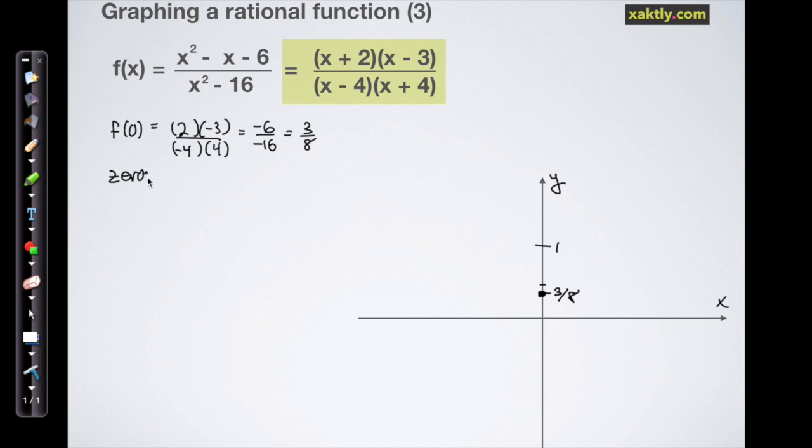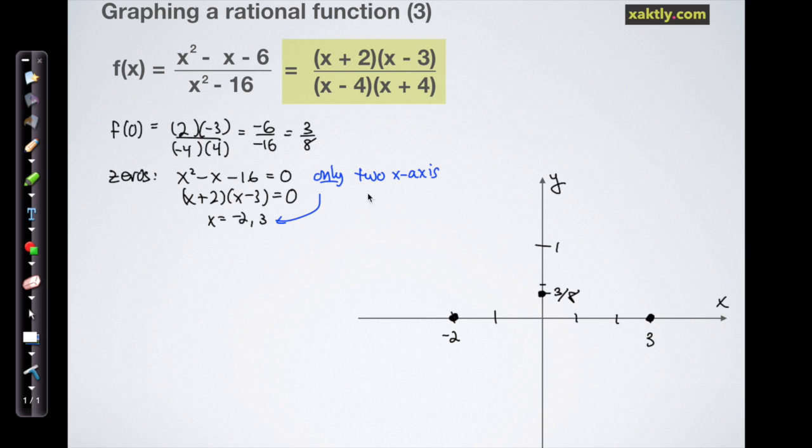Okay, let's find the zeros, and we already factored the numerator. Remember, the zeros are the zeros of the numerator. So our zeros are x is equal to negative 2 and x is equal to 3. So we know that this function passes through the x-axis, straight through, all the way through, at x equals negative 2 and x equals plus 3. Those are single roots of this function. And it's worth remembering that these are the only two places where this function crosses the x-axis.